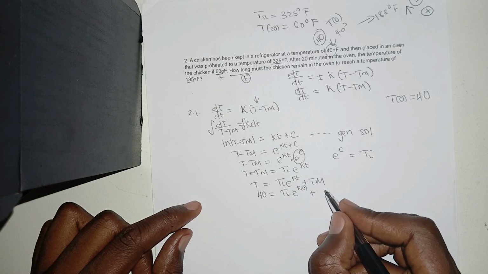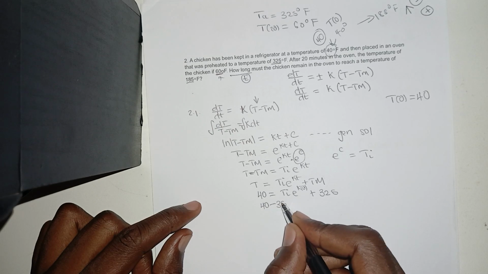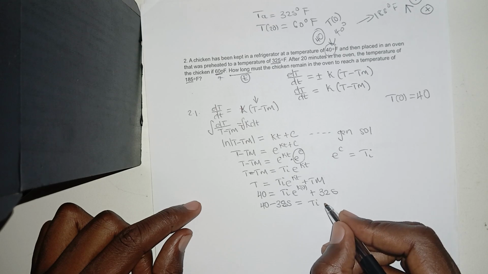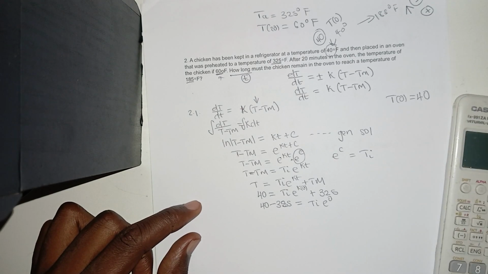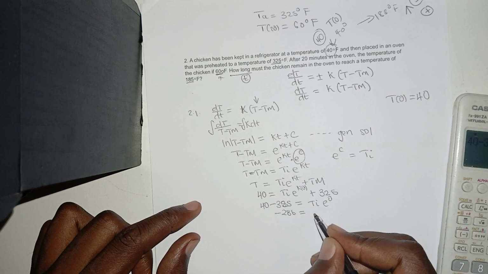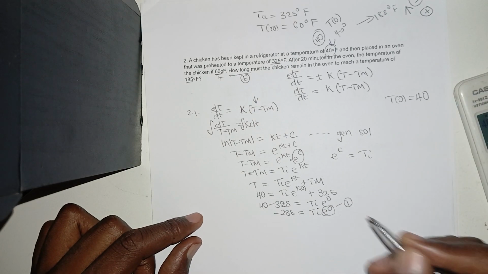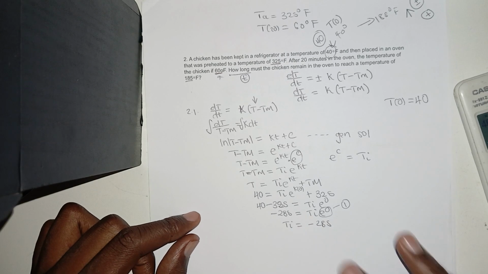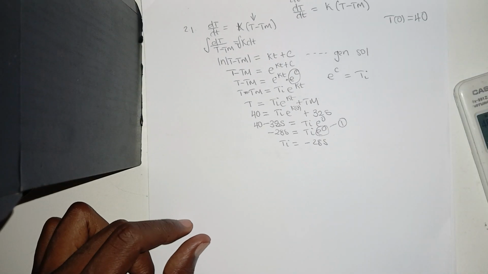0 plus 325. Then 40 minus 325 is equal to, then e to the power 0. So it's going to be 40 minus 325, that's minus 285, is equal to Ti. This is equivalent to 1. So that means the initial temperature is 285. Our initial temperature is 285.